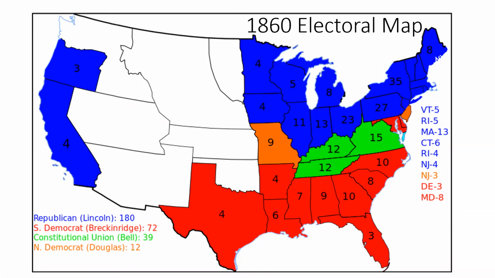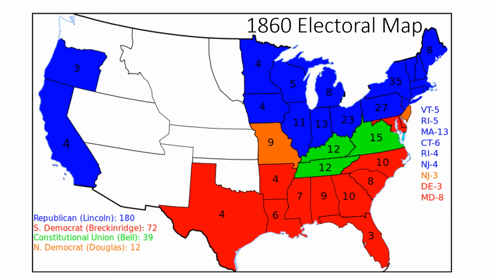In particular, Breckinridge won Maryland, Delaware, and every state south of Tennessee. As you can see, those red states there. Bell won the border states of Tennessee, Kentucky, and Virginia. Douglas won only Missouri and some of the New Jersey delegates, in part because of a failed fusion ticket experiment there that sent some of the votes to Lincoln and others to Douglas. And then Lincoln won pretty much everything else.